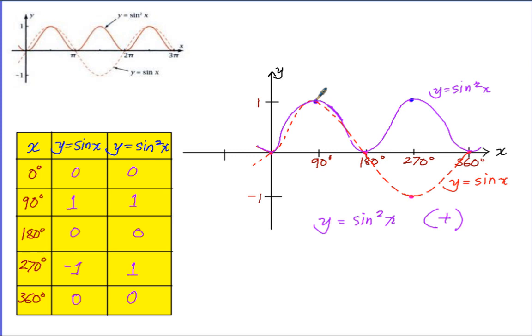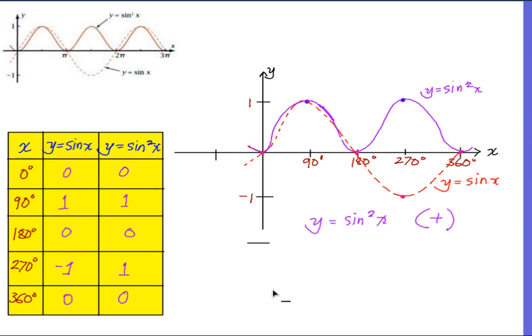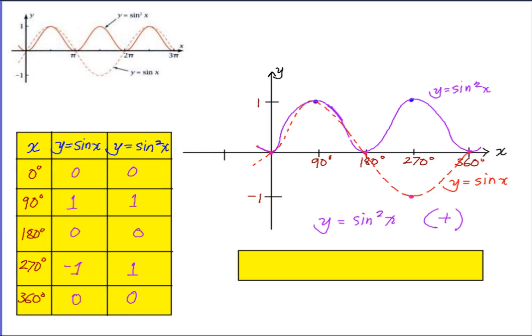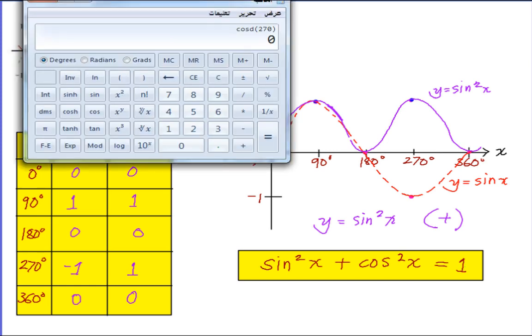such that if we are going to use a calculator, we will notice that when we add together the squares of both these functions, let's say we have sine squared of x plus cosine squared of x, the answer is always 1. Like, let's say for example, we have 90 degrees. So let's have sine of 90 degrees, squared, plus cosine of 90 degrees, squared. The answer is 1.